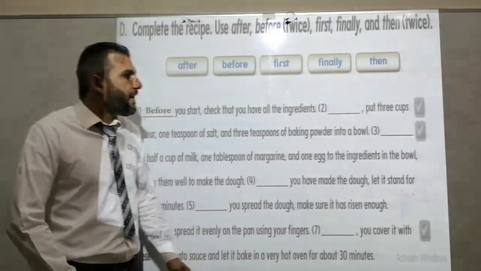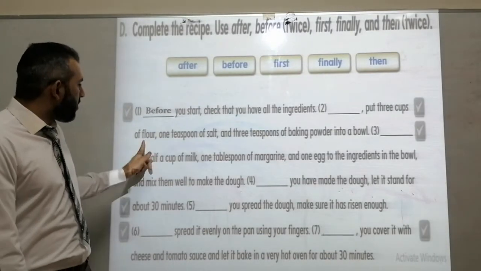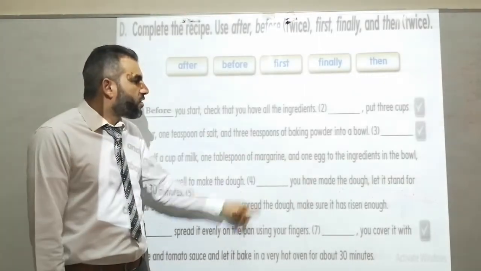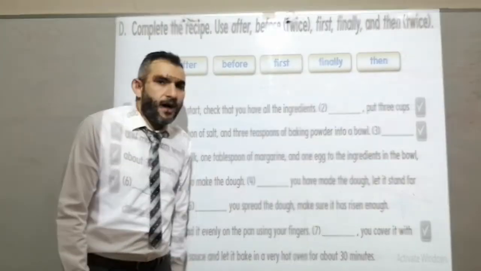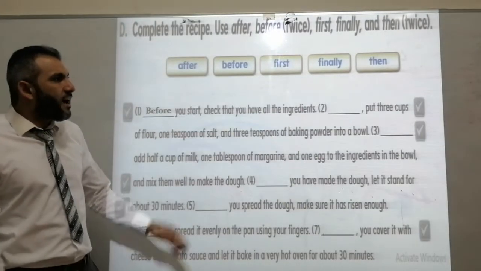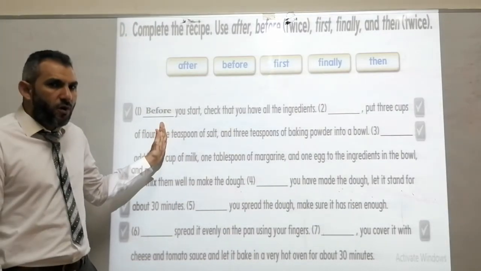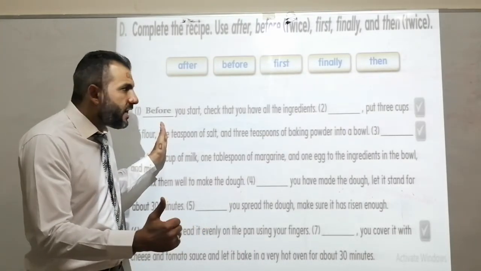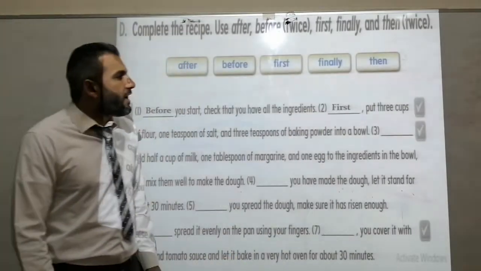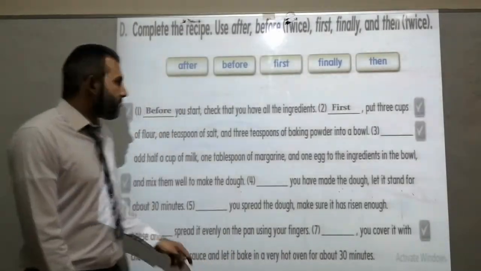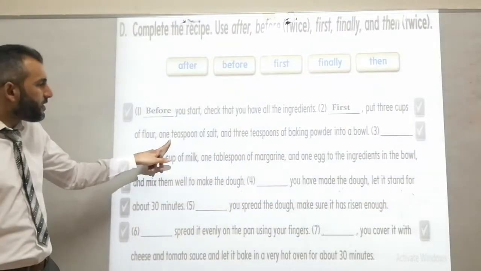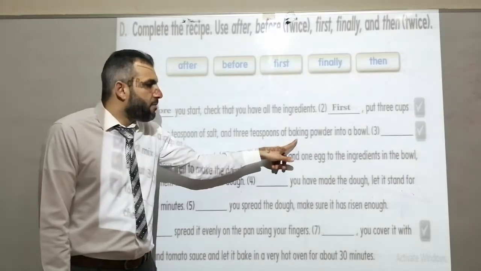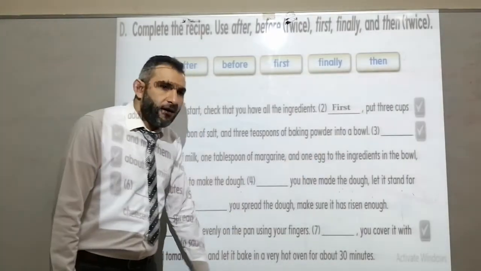Number 2, space, put 3 cups of flour, 1 teaspoon of salt, and 3 teaspoons of baking powder into a bowl. Okay? So here after we use this before. We will use now at the beginning of the paragraph. Okay, excellent. We use first. First put 3 cups of flour, 1 teaspoon of salt, and 3 teaspoons of baking powder into a bowl.